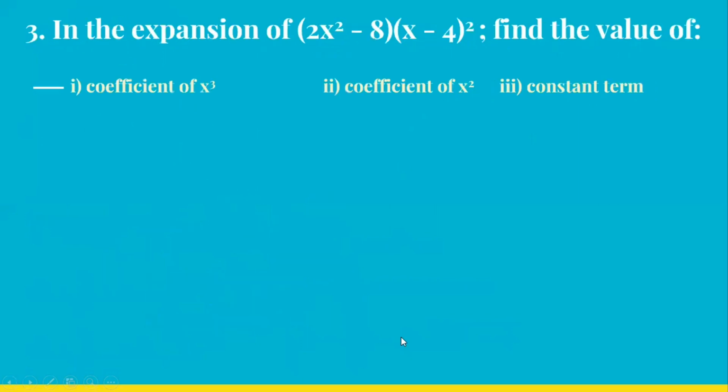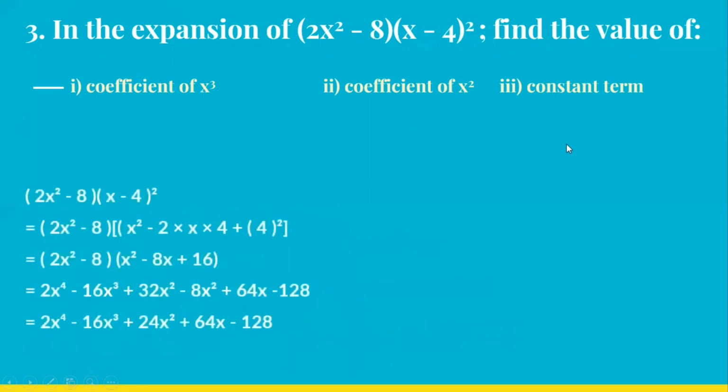Now, question number 3 of exercise 4D. In the expansion of (2x square minus 8) multiplied by (x minus 4) the whole square, find the value of the coefficient of x cube, the coefficient of x square and the constant term. So we will be starting the expansion over here. So how did we get this?